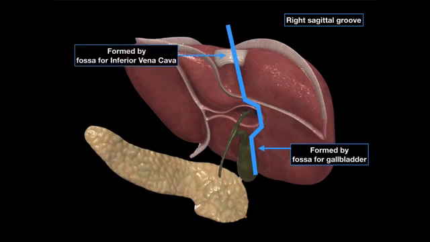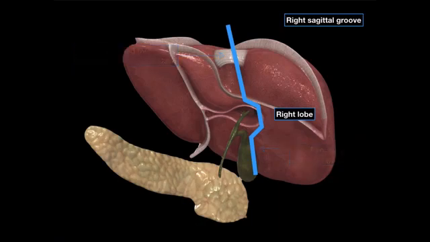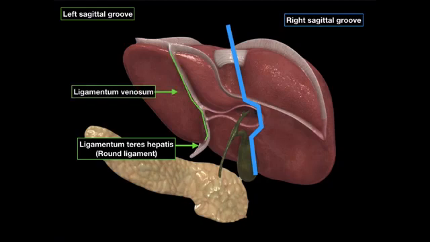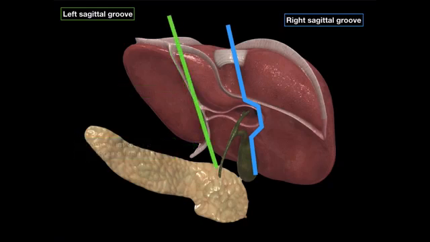So that's the right sagittal groove. It separates the right lobe from all the other lobes you'll find on the liver. And then we have the left sagittal groove, and to understand this groove, you need to know the ligaments down here. So down here we have the ligamentum teres hepatis, or the round ligament. And this long ligament right here is called the ligamentum venosum. And these two ligaments form the left sagittal groove, which separates the left lobe from the rest of the lobes.